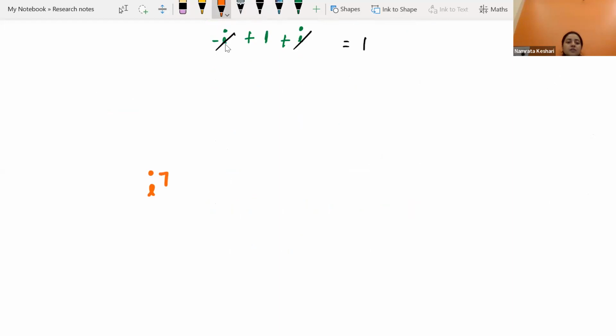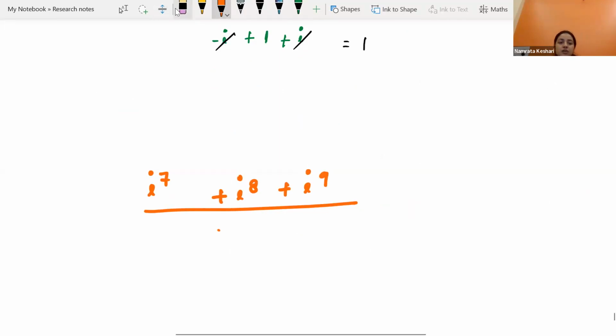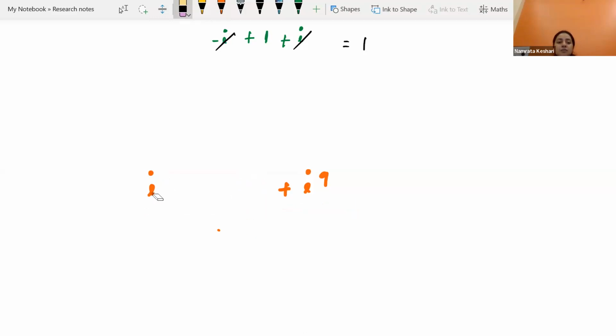I to the power 7. I to the power 8. Just now we did this. I to the power 9. I'll be taking this question after a while when I introduce the next concept. Just a moment.